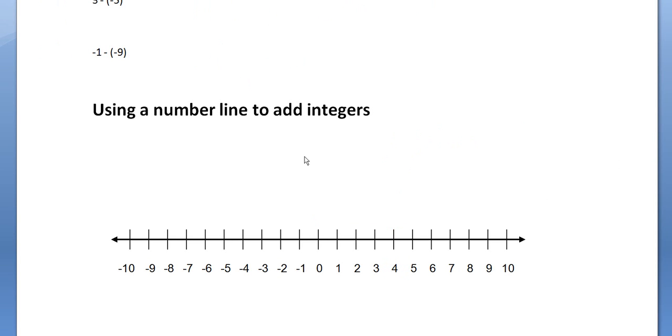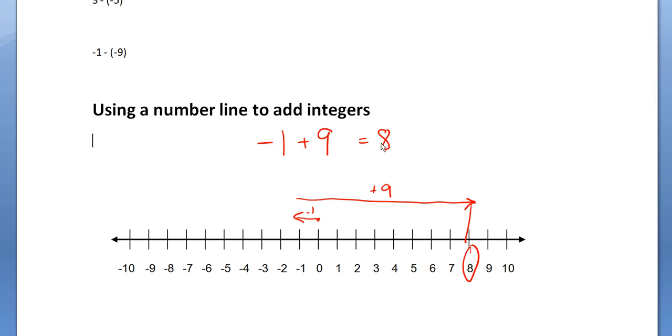Let's do the next problem we had in there. Let's actually do negative 1 add 9. Again, I start at 0, and this time I go 1 unit in the negative direction. And then I'm going to go 9 units in the positive direction, giving me my final answer right here of 8.